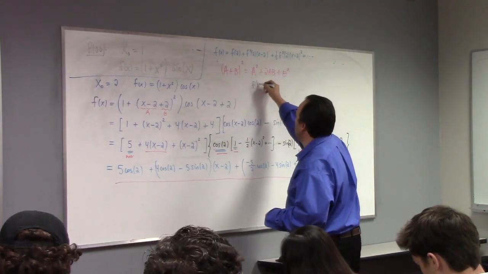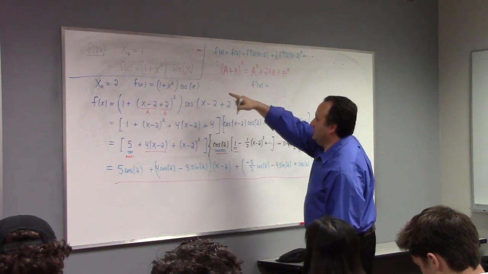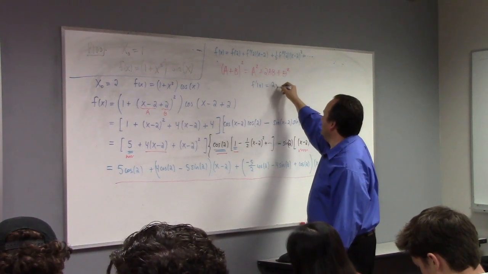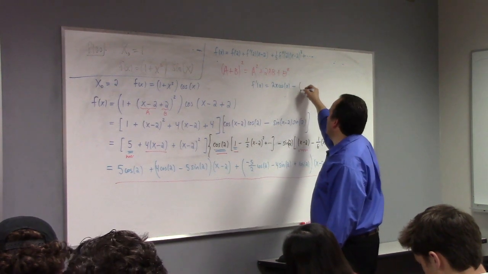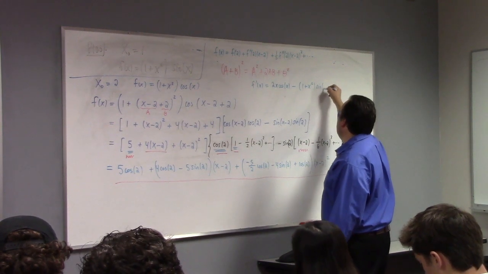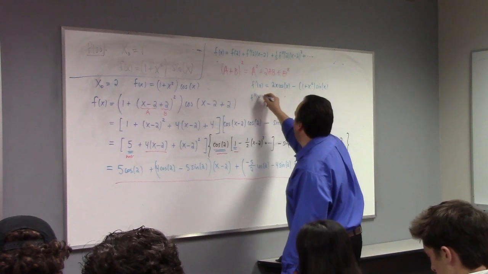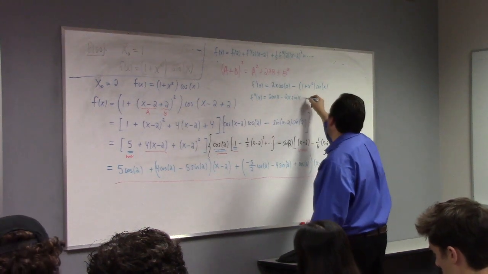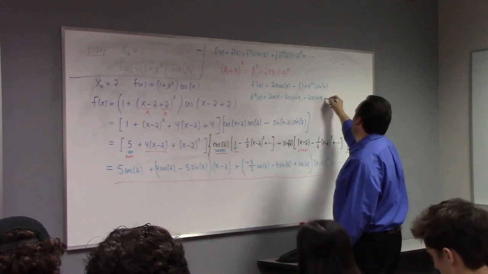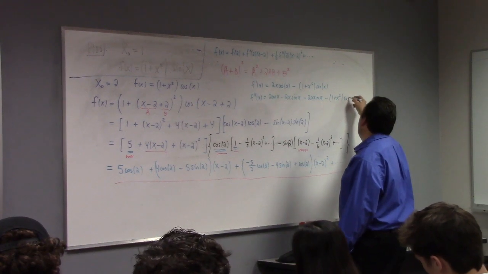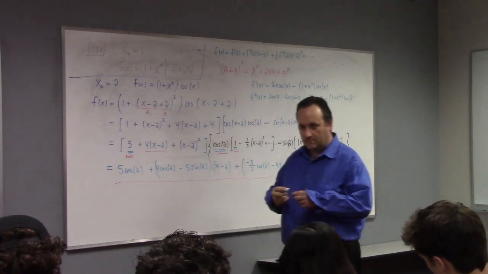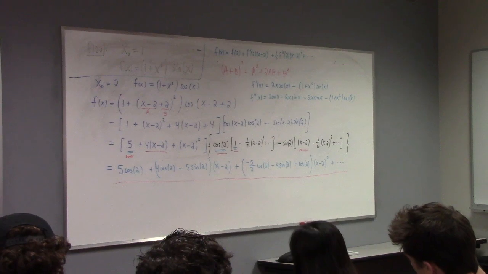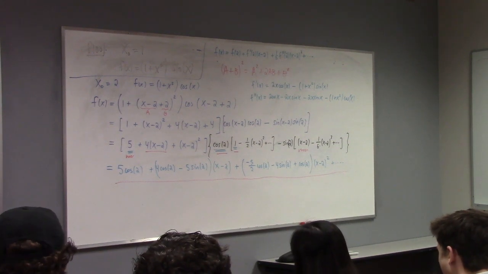What's f prime of x? So if I differentiate, I'm about to differentiate your problem. I get 2x cosine of x minus parentheses 1 plus x squared sine of x, and then f prime prime is 2 cosine x minus 2x sine x minus 2x sine x minus 1 plus x squared cosine x. And then you have to evaluate it at 2 to do Taylor's theorem, right?